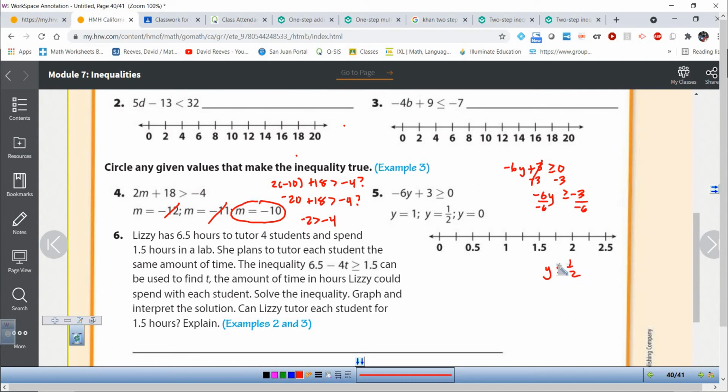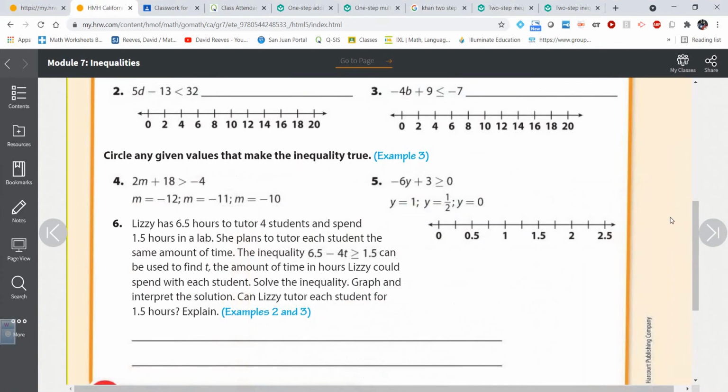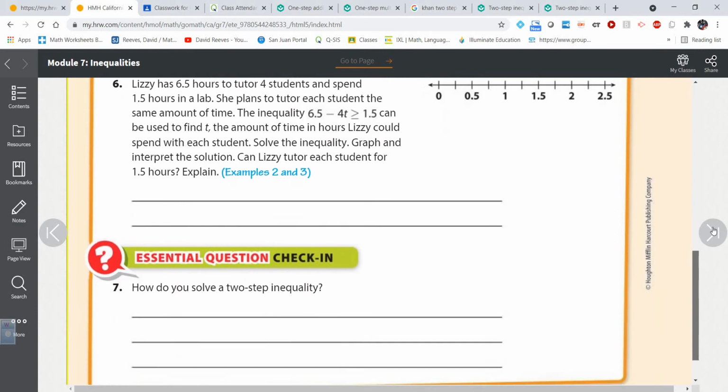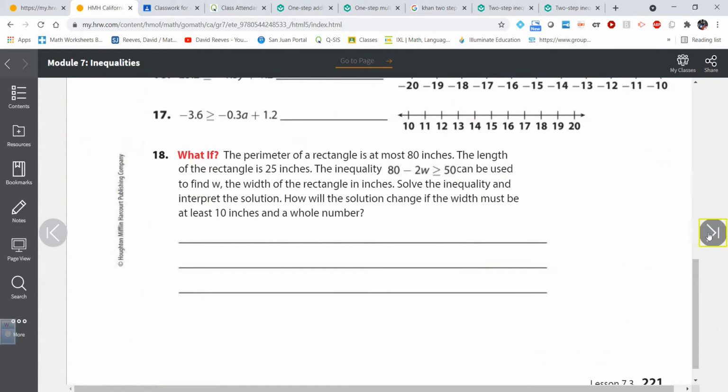All right, so if y has to be less than or equal to 1/2 to be a solution, well, 1 is not less than or equal to 1/2. That one doesn't work. All right, 1/2 is less than or equal to 1/2, and 0 is less than or equal to 1/2. So actually, it's a little bit nicer just to solve it and then see which of the choices that they give you actually work. But that is completely up to you how you decide you want to do it.